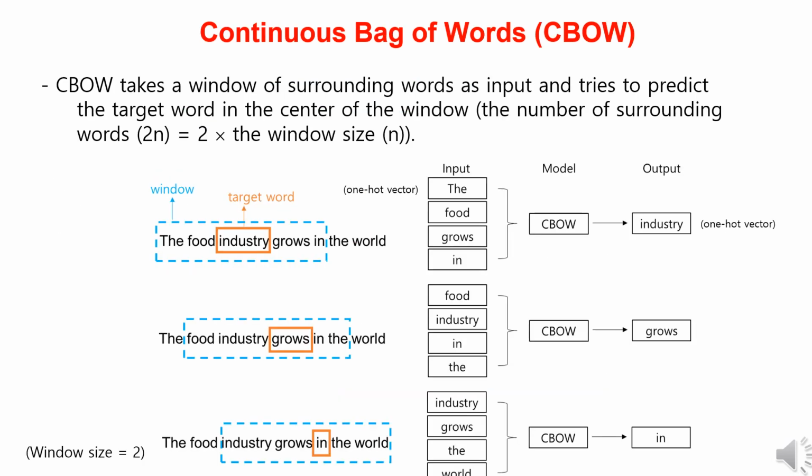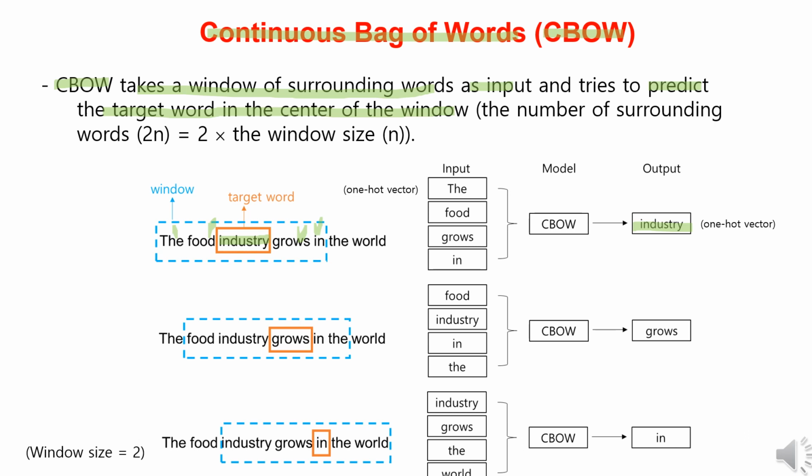Now, let's take a closer look at the continuous bag of words, CBOW method. The CBOW method takes surrounding words as input and predicts the middle word. Let's consider the example sentence, "The food industry grows in the world." In the CBOW method, to predict the word industry, the surrounding words such as the, food, grows, and in are used as input words. The word to be predicted, in this case, industry, is referred to as the center word, while the words used for prediction are called context words.